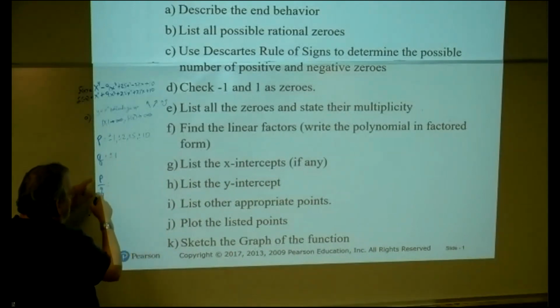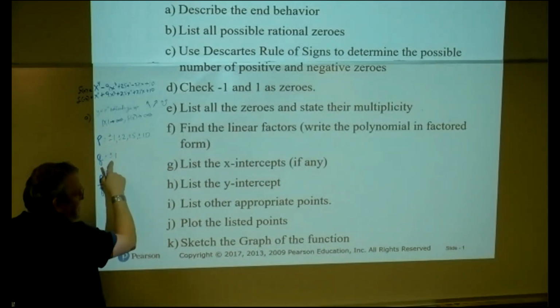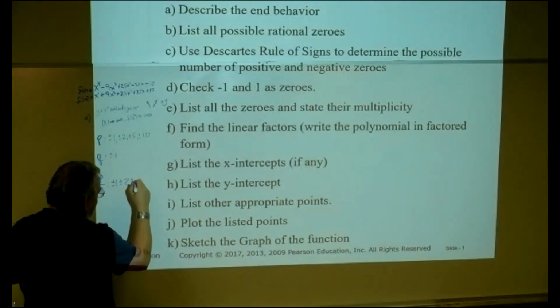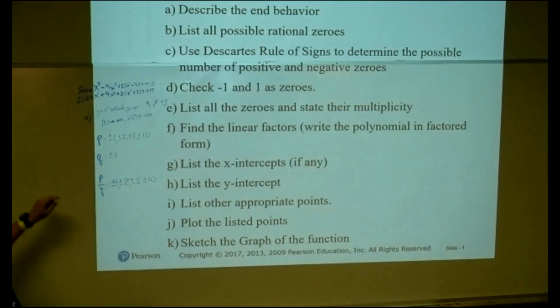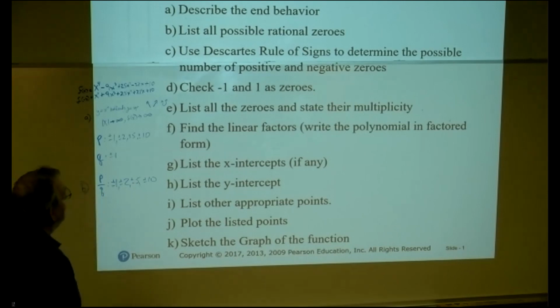So P over Q implies I'm dividing each of these numbers by each of these numbers. So that's going to be 1 divided by 1, which is plus or minus 1. And then we get plus or minus 2, plus or minus 5, and plus or minus 10. So our potential rational zeros are the factors of 10. So that was A, this is B, letter C.